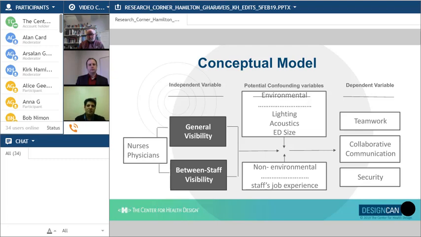Of course, in any environmental behavior factors, we can't segregate the parameters and only focus on those. So we have to consider other factors. And here, we found lighting, acoustics, and ED size were important in terms of environmental factors. And also there were some non-environmental factors, which was staff job experience.